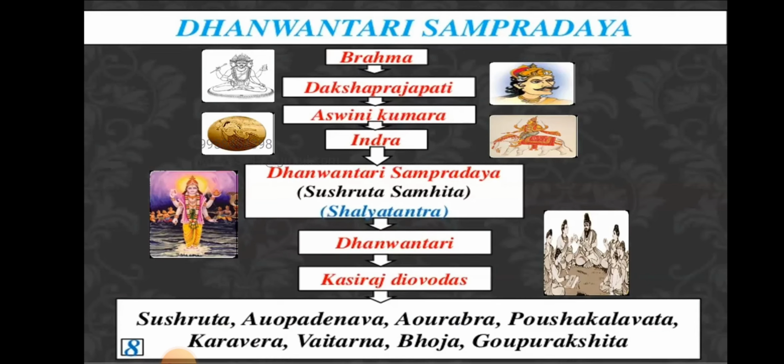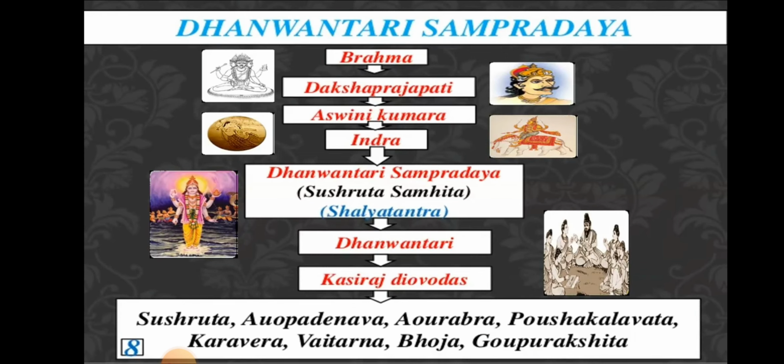This is also familiar to you, which is already dealt in the first years. Brahma, from Brahma means Brahma Smrutva. Lord Brahma memorized the Ayurveda, and then it was passed on to Daksha Prajapati, then to Ashwini Kumara, Indra, then finally Kashi Raja Divodasa Dhanvantari. From there, the Dhanvantari Sampradaya begins.